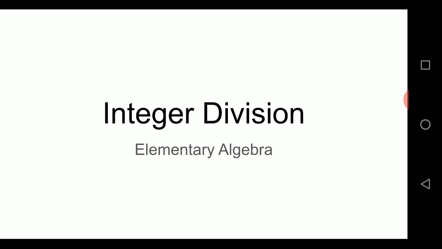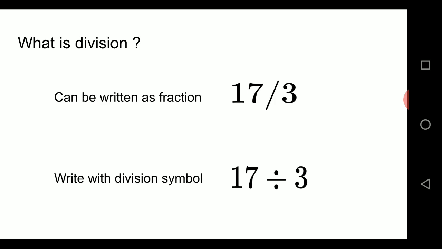Okay, in this video I will talk about integer division. So what is a division? You can write division as a fraction, with numerator and denominator. The numerator is the one which you are going to divide by the number in the denominator. Okay, 17 is in the numerator and number 3 is in the denominator.